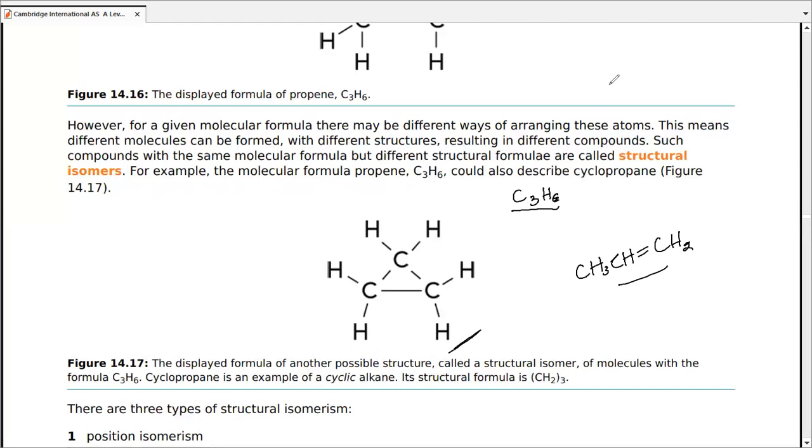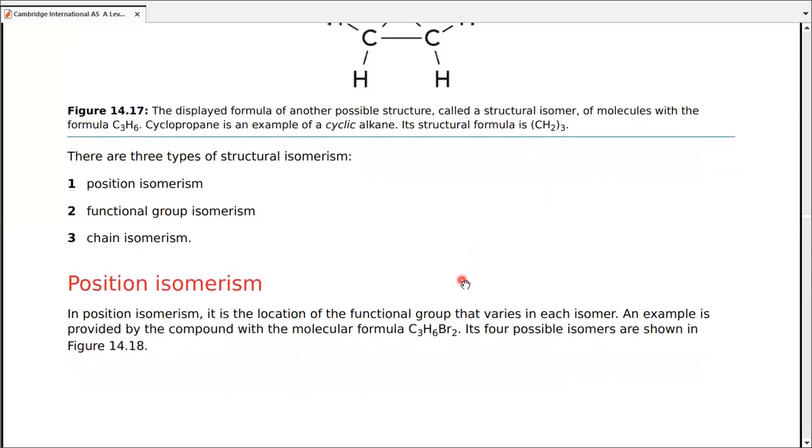Now, we are really going to define this kind of structural isomerism into different types. Let's go through those types. There are three major types, although there are more, but at A level, we keep it short to three different types: position, functional group, and chain isomerism. Let's start with position first.